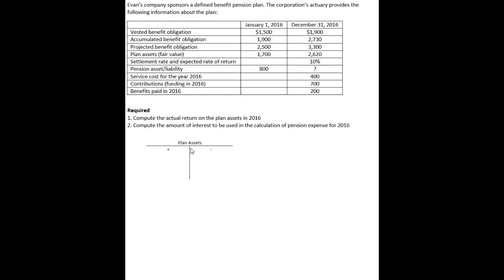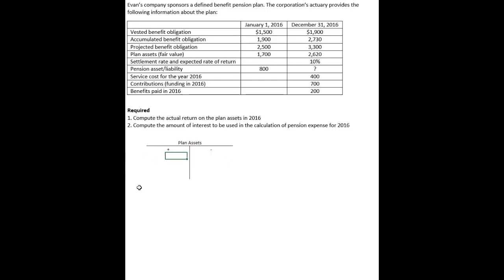And what you'll notice here is that we've set it up as an asset, right? Plan assets are things we don't really own. They're sitting off on this side at a third party administrator that administers the pension for us. But it's kind of like an asset because we have to provide these things for the employees as they retire. So what we're told here is that the plan assets started the year at 1700.